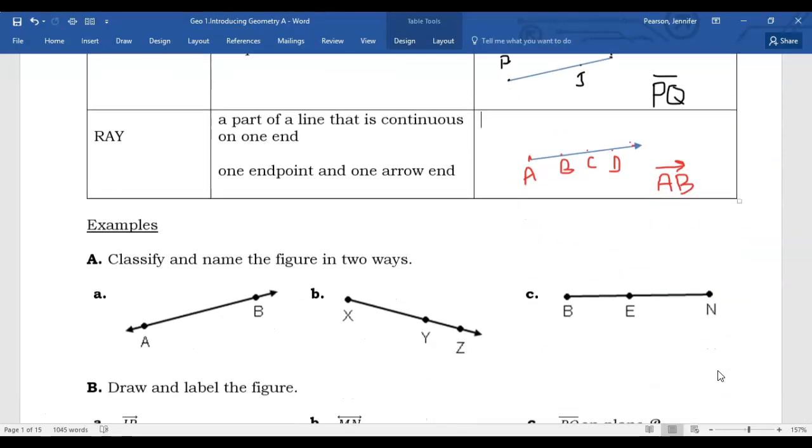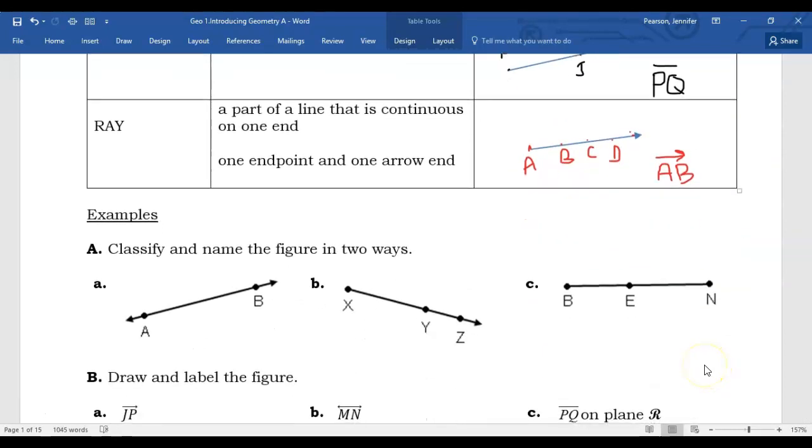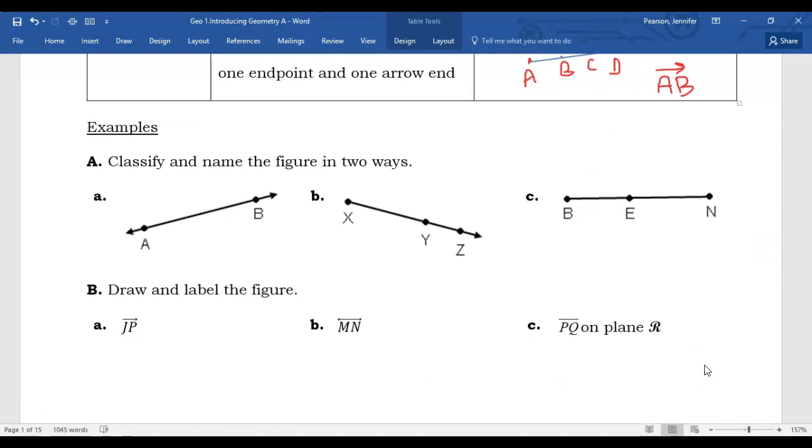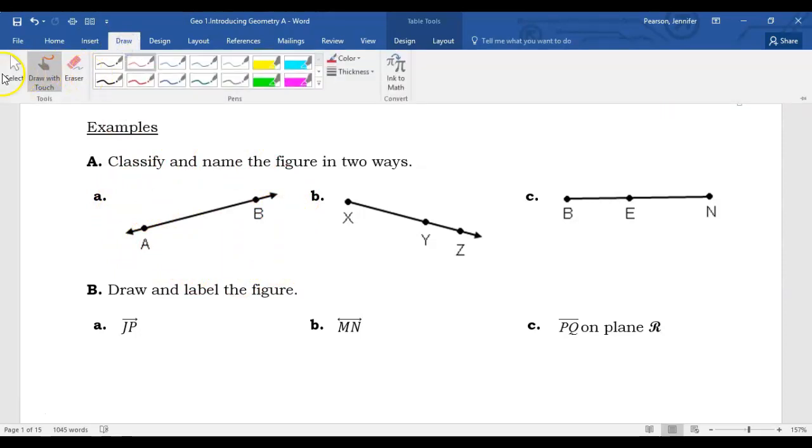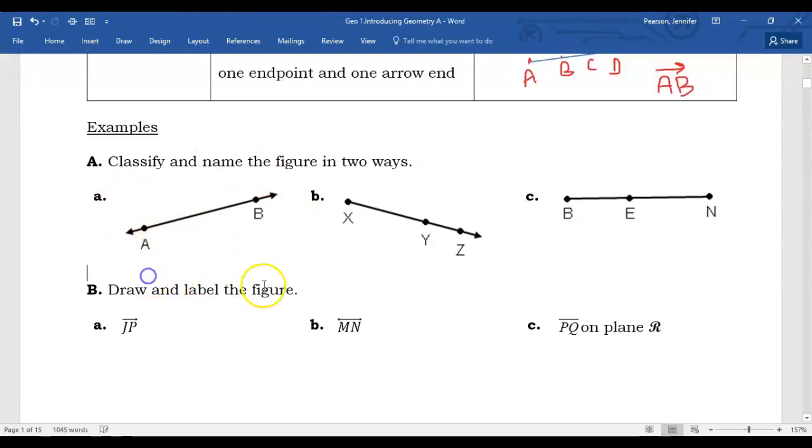So let's try naming and classifying some of these figures using some of these definitions. The first one says classify and name the figure in 2 ways. So if I'm looking at picture A, I know that that is a line because I see arrows on both ends. So I'm going to type line. And I also know that the name of this line is line AB.